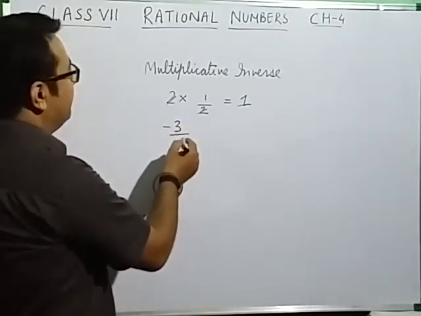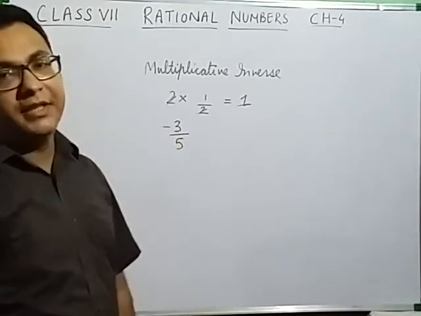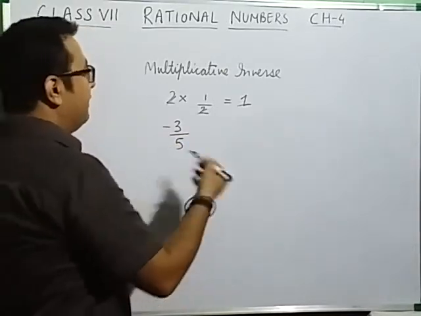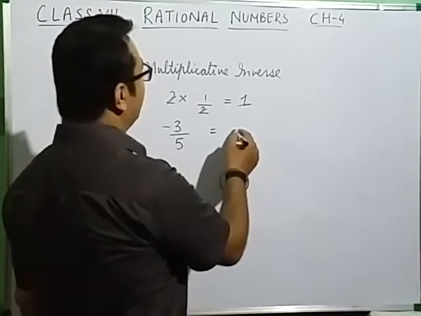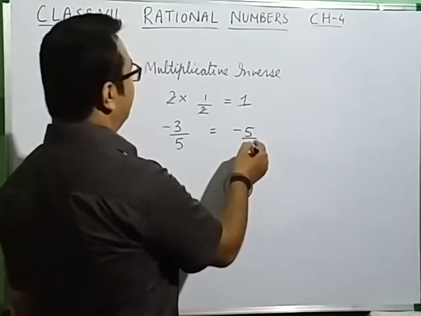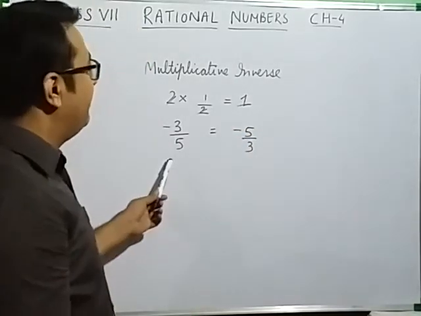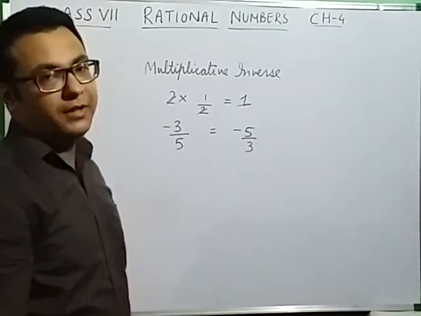Suppose the given number is minus 3 upon 5, you need to write its multiplicative inverse. It will be nothing but the reciprocal of the given number. Reciprocal of minus 3 upon 5 will be minus 5 upon 3. Okay.